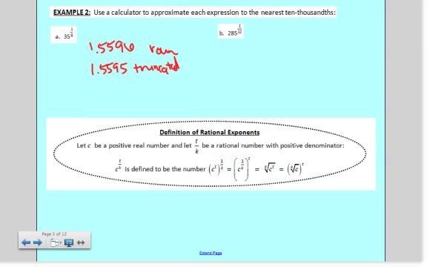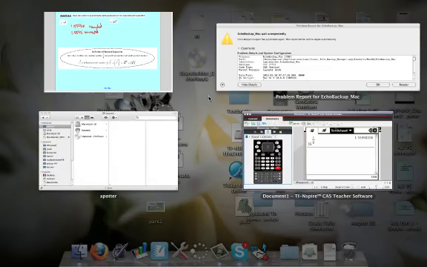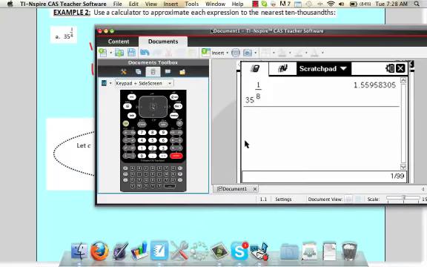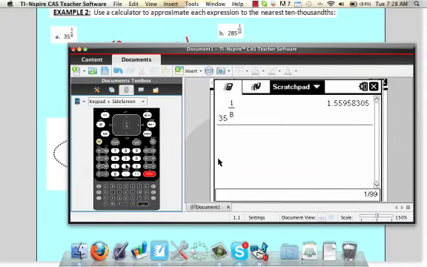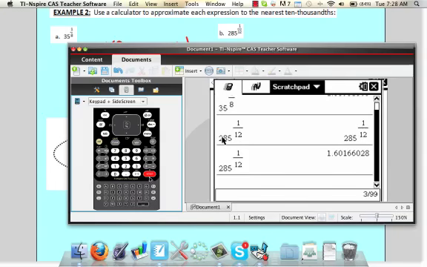Okay, then we have this one over here. You should be able to do this really easily now. This is pretty basic stuff. 285 raised to the 1/12 power. You can put it in parentheses, but it's not necessary in the TI-Nspire CAS because it automatically puts everything in there until you arrow out of the exponent. Press Enter. Notice it doesn't give it to me. I have to press Control Enter to get the decimal equivalent.